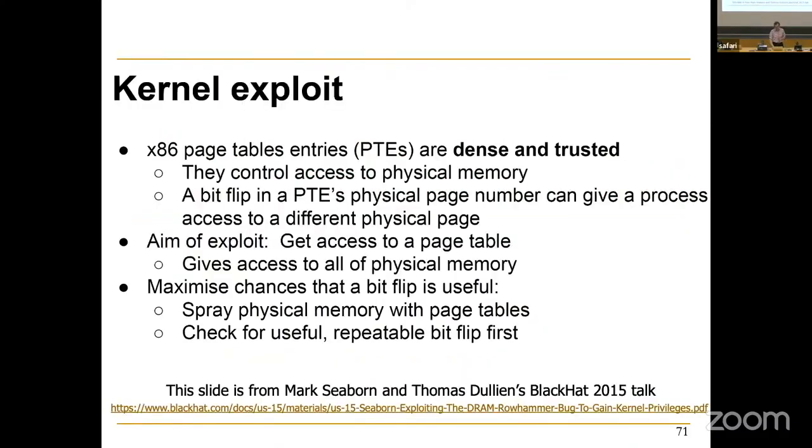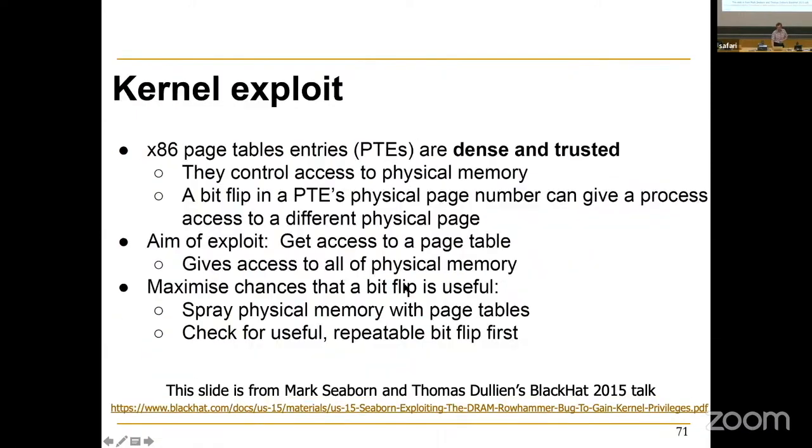These are their slides. They basically say, essentially, what we've said earlier, right? Page table entries are dense and trusted. They control access to physical memory. A bit flip in a page table entry's physical page number can give a process access to a different physical page. The aim of the exploit is to get write access to the page table. Read access, okay, you cannot do too much with read access. Write access, you can do a lot. And it gives access to all of physical memory if you do that.